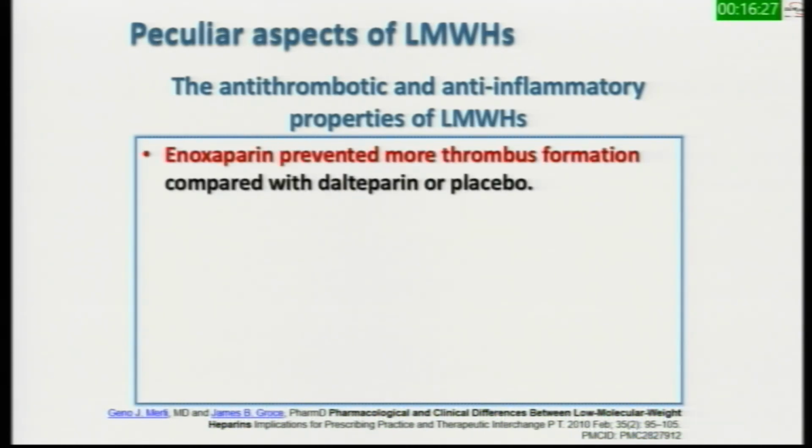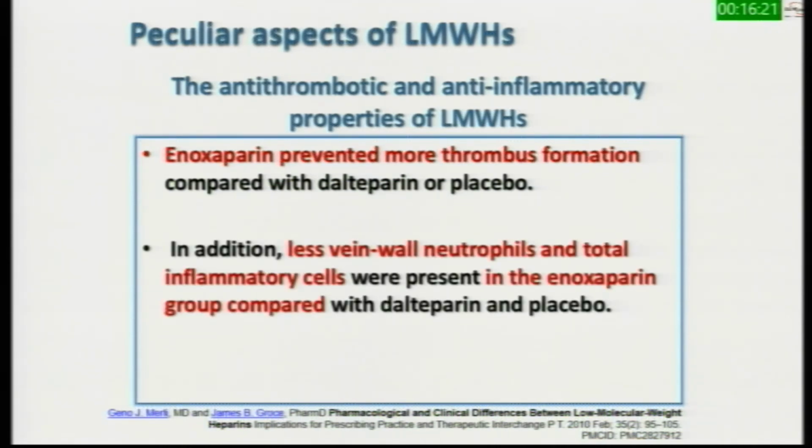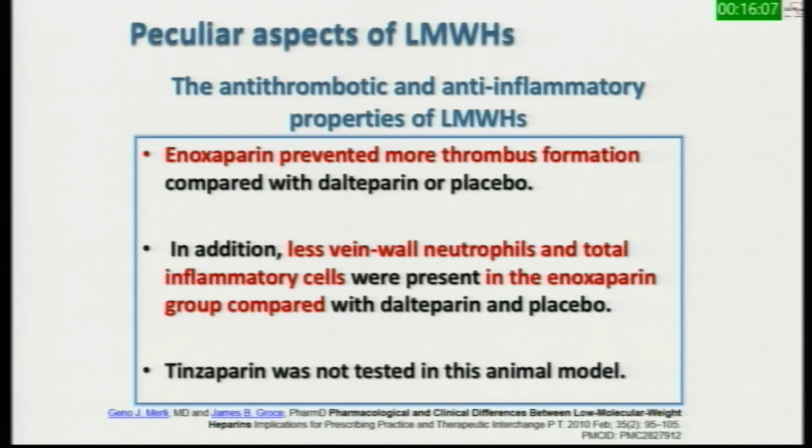Enoxaparin prevented more thrombus formation compared with dalteparin or placebo. In addition, fewer vein wall neutrophils and total inflammatory cells were present in the enoxaparin group compared with dalteparin and placebo. Tinzaparin was not tested in this animal model.